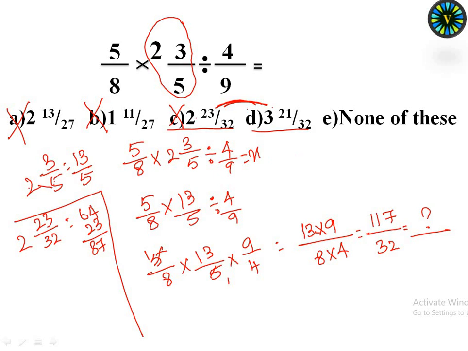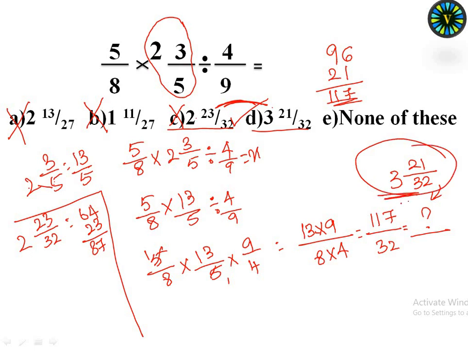Okay. So now multiply 3 with 32, which means 32 multiplied 3 times. I am writing here. So 3 twos are 6. 3 threes are 9 plus 21. If I add this, I will get 117. Hence my answer should be option D, that is 3 21 by 32. There is no decimal format here. Here we can see the mixed fraction. Is this clear, guys?